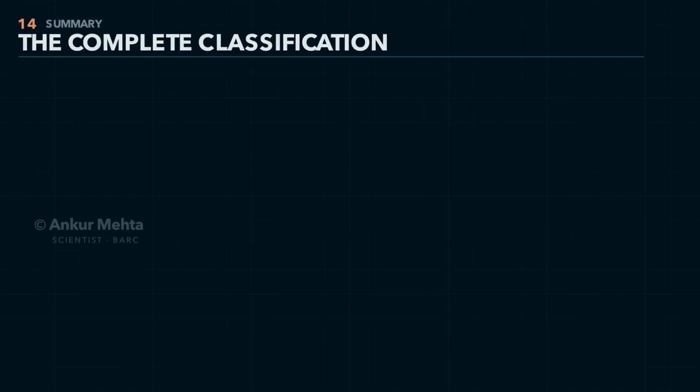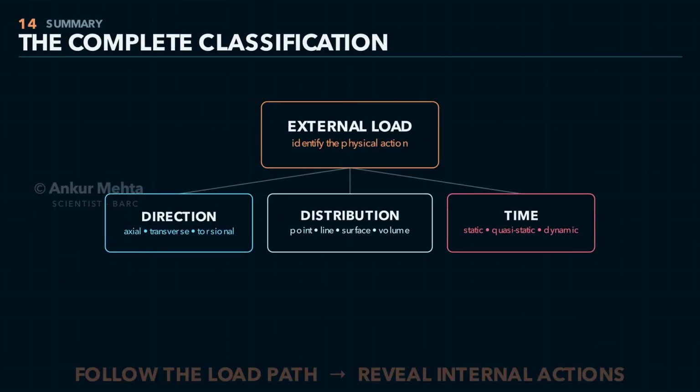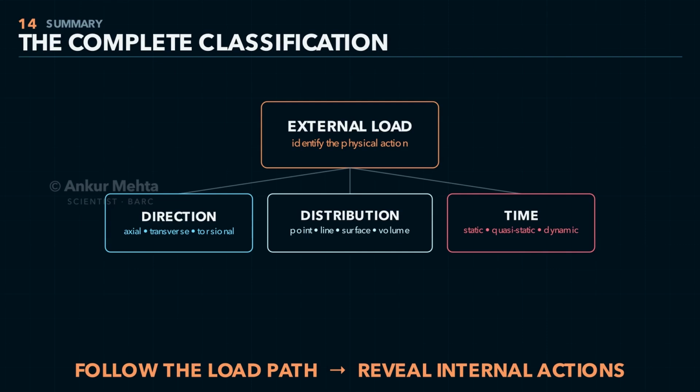The complete mental model is now clear. First, identify direction: axial, transverse, or torsional. Next, identify distribution: point, line, surface, or volume. Then examine time dependence and application rate: static, quasi-static, dynamic, gradual, sudden, impact, or shock. Finally, follow the load path and reveal the internal forces. Correct classification is the bridge between a real physical action and a reliable engineering model.